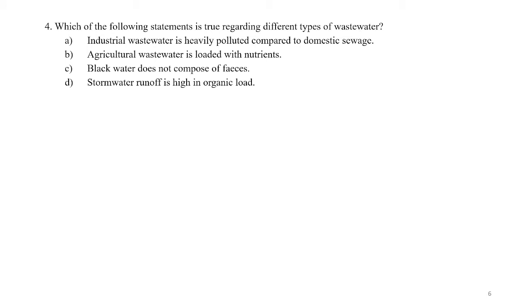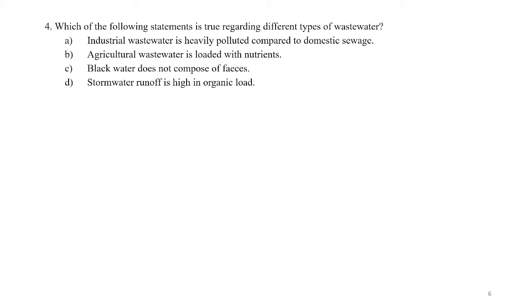The fourth question is, which of the following statements is true regarding different types of wastewater? A. Industrial wastewater is heavily polluted compared to domestic sewage. B. Agricultural wastewater is loaded with nutrients. C. Black water does not compose of feces. D. Stormwater runoff is high in organic load.